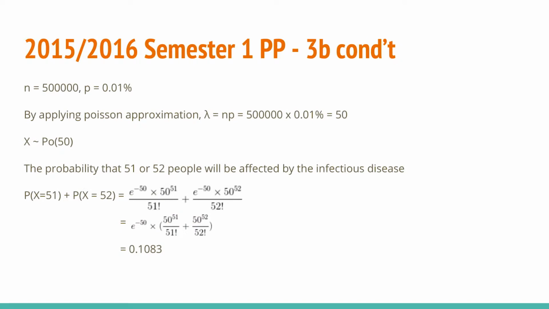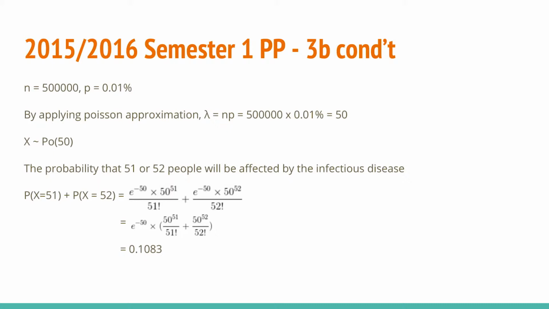By applying the Poisson approximation, lambda equals n times p, which is 500,000 times 0.01%, which is lambda equals 50. Then we implement the Poisson distribution with the mean of 50. Therefore, the probability that 51 or 52 people will be affected by the infectious disease is the probability that x equals 51 plus the probability that x equals 52.